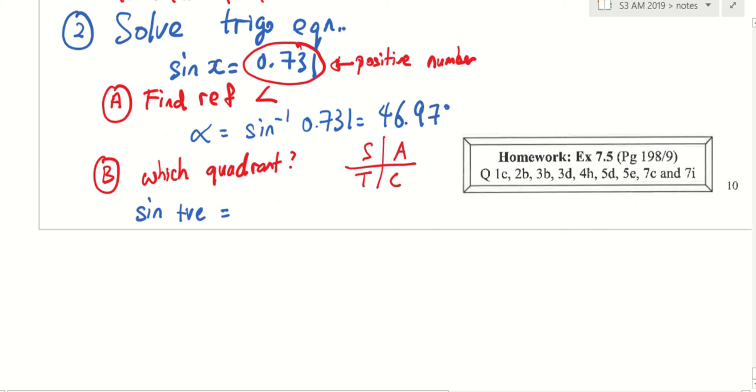Now let's try this. Sine positive, because this is a positive number. Sine positive, can you tell me which two quadrants do I choose? First and second. Meaning you know what is the second? The second one only sine positive. So you write down first and second quadrant. Now the third step is to find the angle.